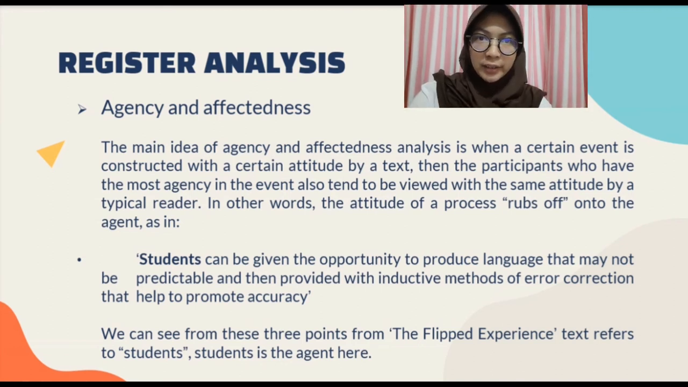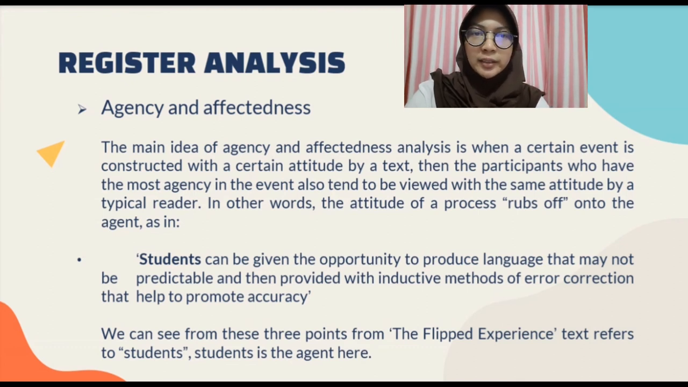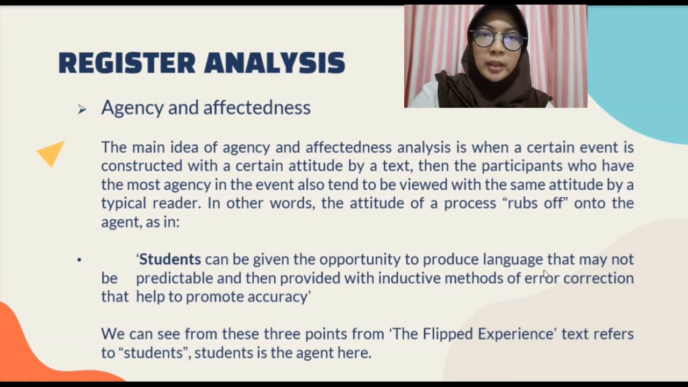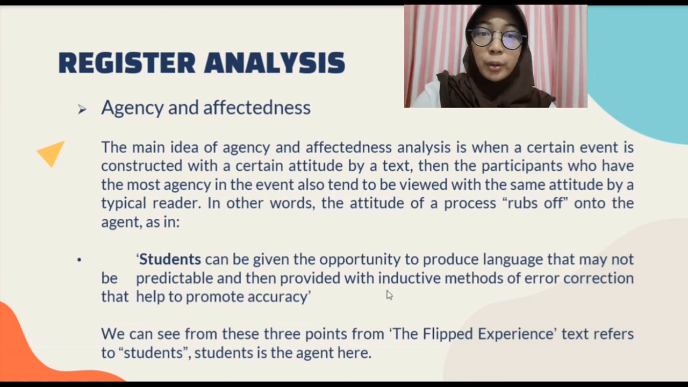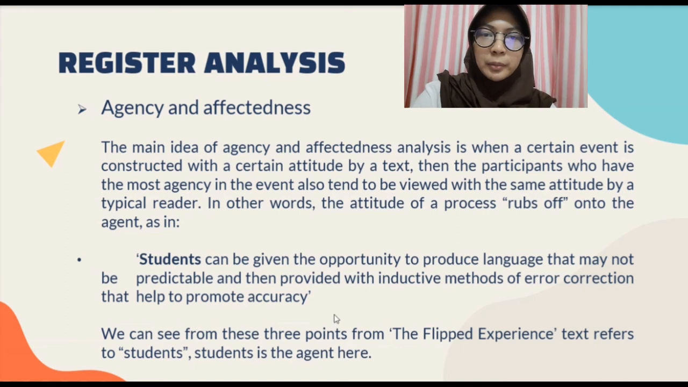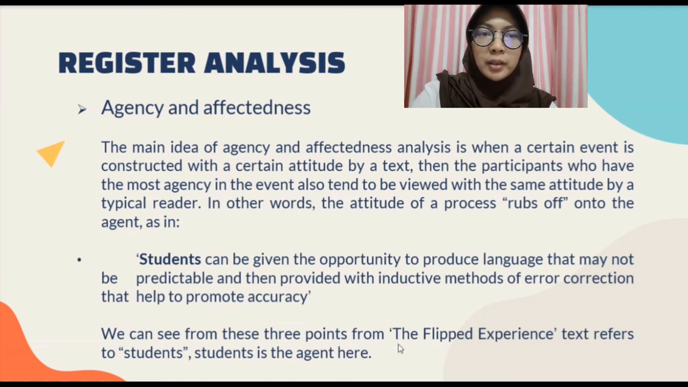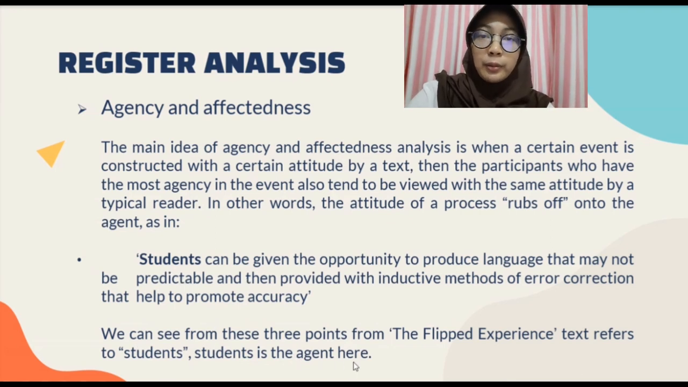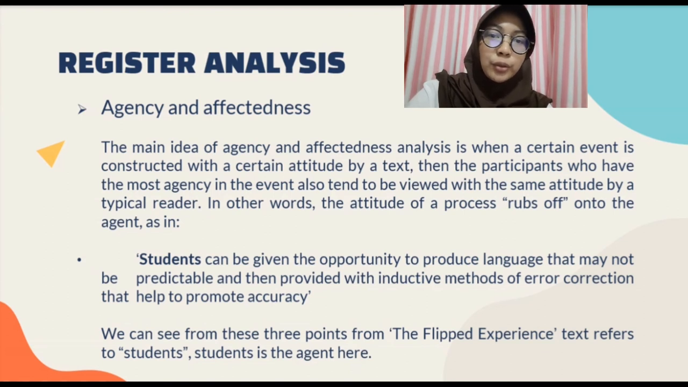Next, agency and affectedness. The main idea of agency and affectedness analysis is when a certain event is constructed with a certain attitude by a text, then the participants who have the most agency in the event also tend to be viewed with the same attitude by a typical reader. In other words, the attitude of a process rubs off onto the agents, as in, students can be given the opportunity to produce language that may not be predictable and then provided with inductive methods of error correction that help to promote accuracy. We can see from this text, from the flipped experience, this text refers to students, because students here is the agent.